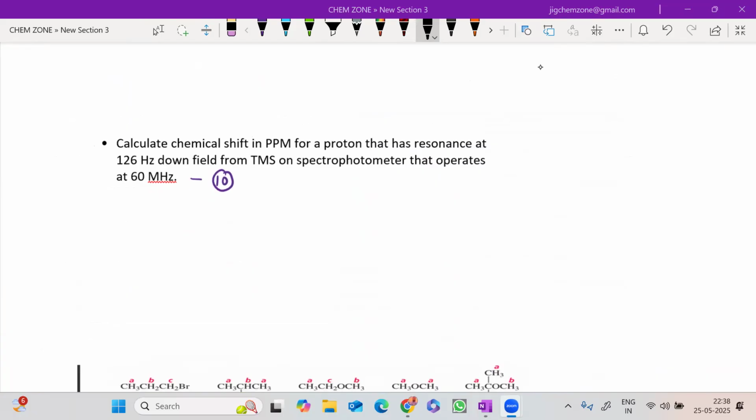Calculate the chemical shift in ppm for a proton that resonates at 126 hertz downfield from TMS on a spectrophotometer that operates at 60 megahertz.